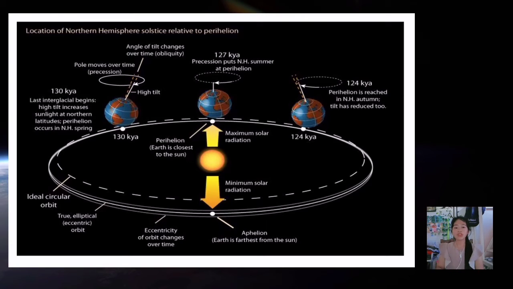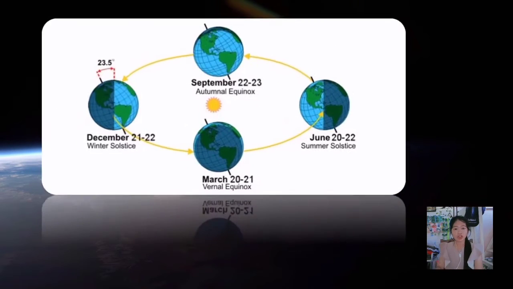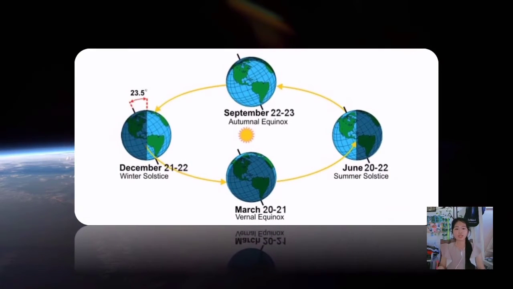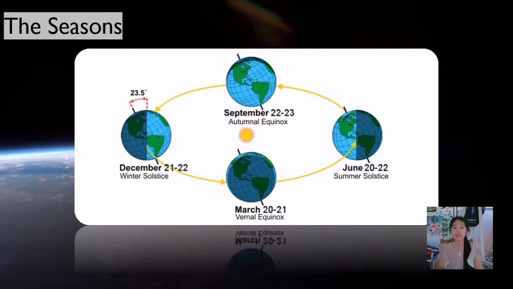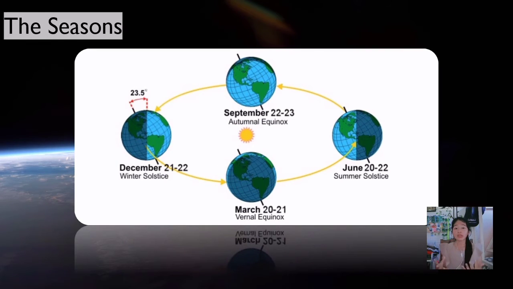Again, the Earth moves around the Sun not straight up, so it is tilted. If you can see in the illustration, we have the four seasons. September 22 to 23 is the autumnal equinox. June 20 to 22 is the summer solstice. March 20 to 21 is the vernal equinox. And December 21 to 22 is the winter solstice.